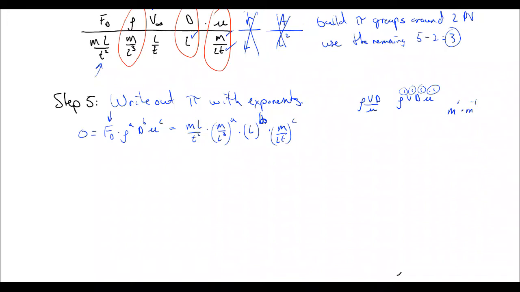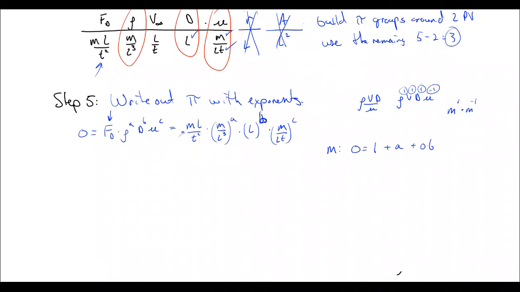So let's do that. Let's start with mass. We have 0 is equal to, because remember all the sum of these have to equal 0. We do the first one. The mass inside of the force is going to be to the 1 power. So 1 plus mass to the a power is just a, plus no mass in our diameter, so we just have a 0 times b, plus m to the c power.